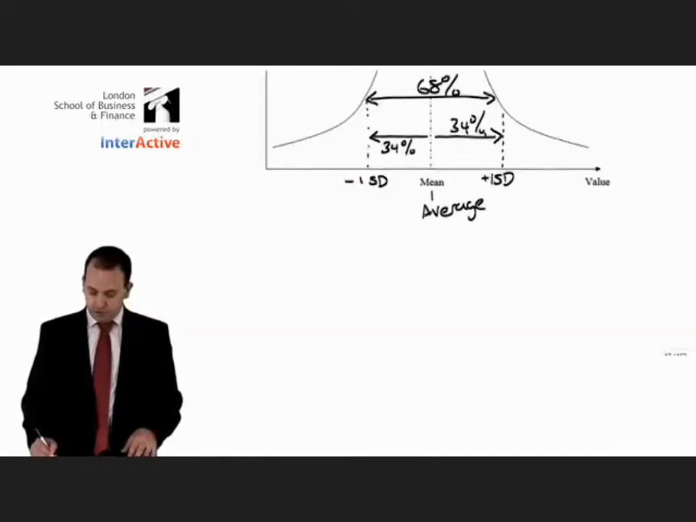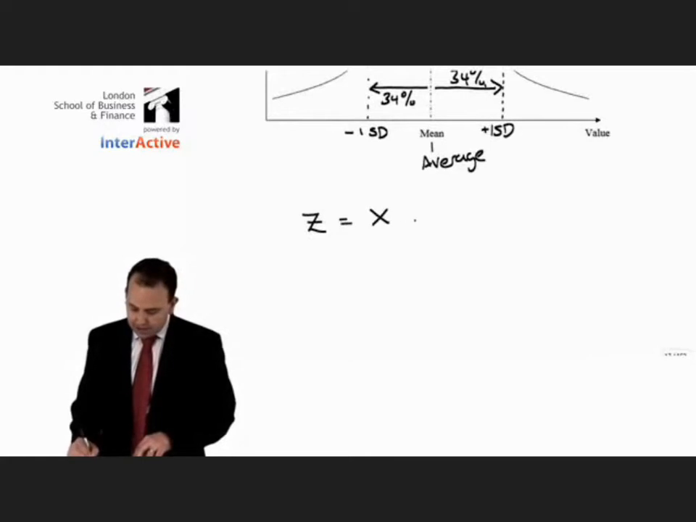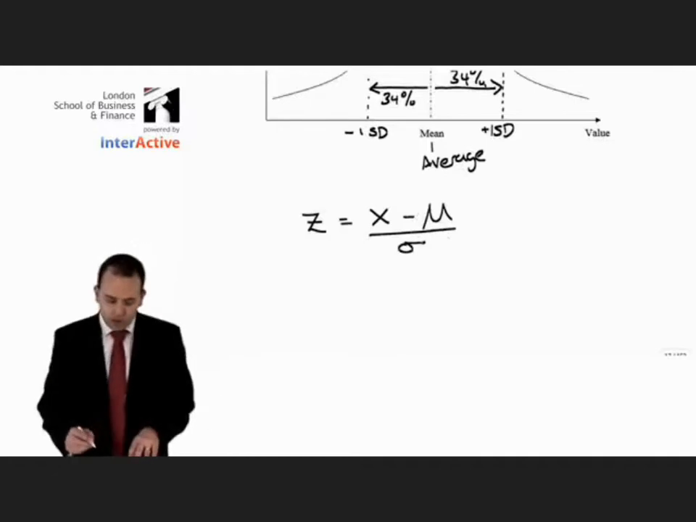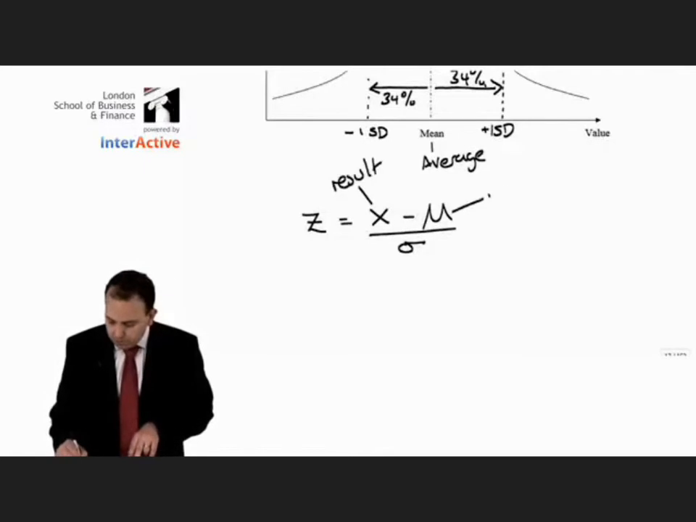Now, what we're going to do is use this knowledge along with our normal distribution tables given to us in the exams, and we're going to be able to work out what is the probability of certain events occurring. To do that, we're going to use what's called a z-score, and to work this out, it is simply x minus mu divided by sigma, where x is the result we are considering, mu is the mean, and sigma is the standard deviation.